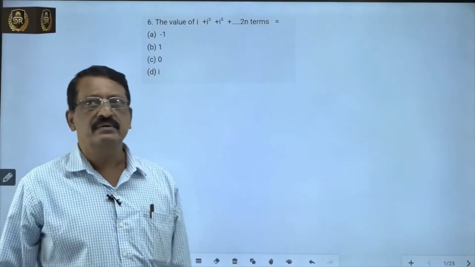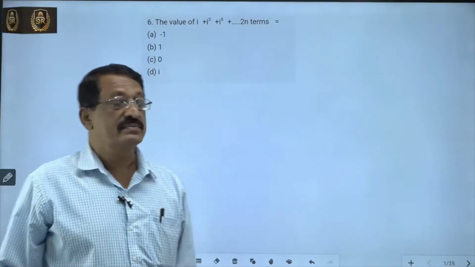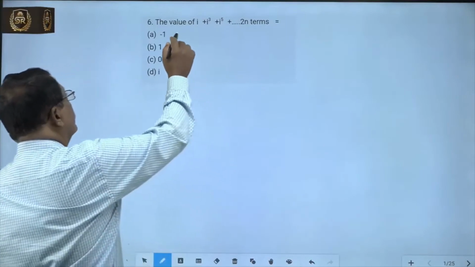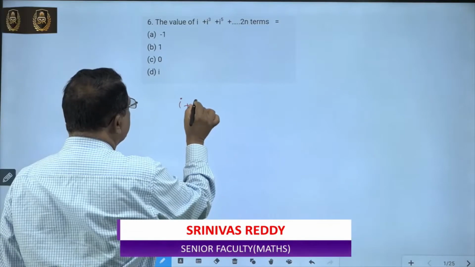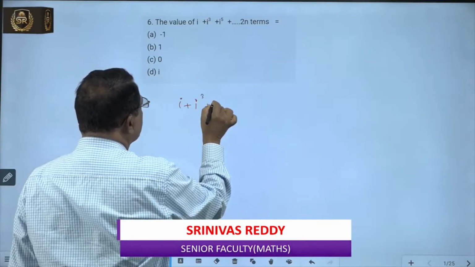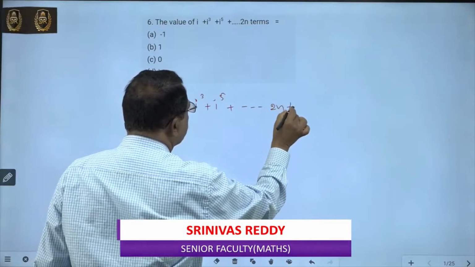Good morning, students. Today we will discuss complex numbers problems. Now problem number 6: the value of i plus i cube plus i to the power of 5 plus, and so on, up to 2n terms.